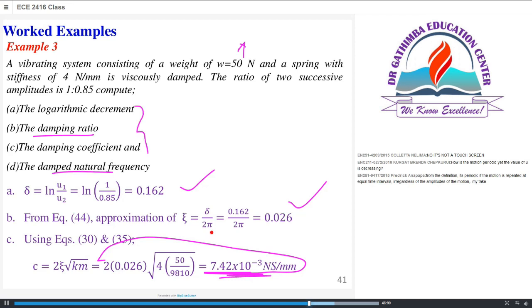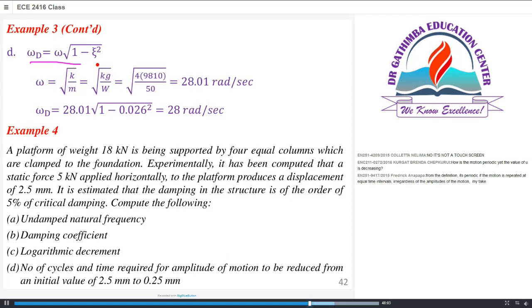Then we look at what is the damped natural frequency. This is the expression. You just need to first calculate the undamped natural frequency, and we know the weight and the acceleration due to gravity. That gives you the undamped. Therefore, now for the damped, you substitute for that. The damping ratio we calculated from the previous slide, number C. So you get it as 28 rads per second. You can see the two values are almost the same. Let's look at another example.